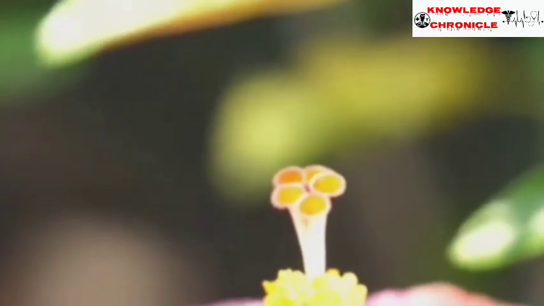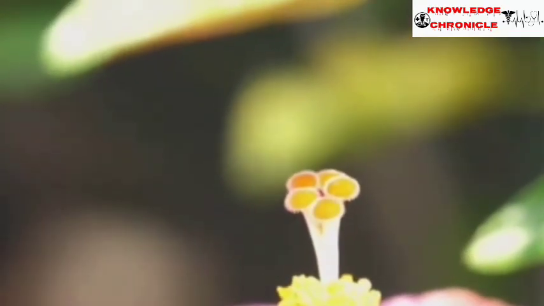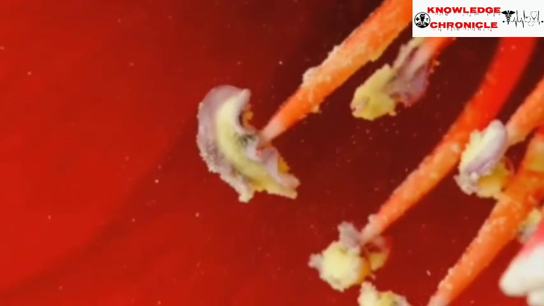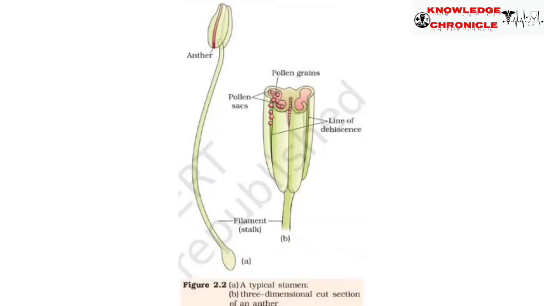And within these flowers, something magical happens: the development of reproductive structures, the androecium and the gynoecium. The androecium is the male reproductive part and consists of stamens. The gynoecium is the female reproductive part, made up of pistils. Both play a crucial role in the journey leading up to fertilization.